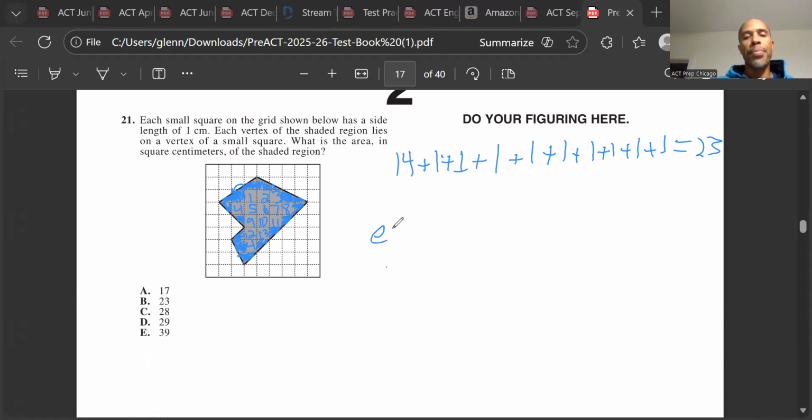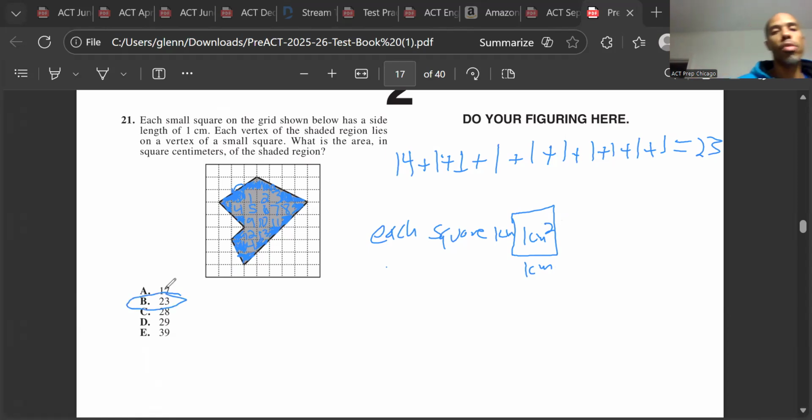Because each square, again, is 1 centimeter by 1 centimeter. You follow? So that's 1 centimeter by 1 centimeter, which is what? One times one is 1 centimeter squared. And that's square centimeters. That's what you use for area. So essentially, how many full squares do we have? So we counted 23. Any questions?